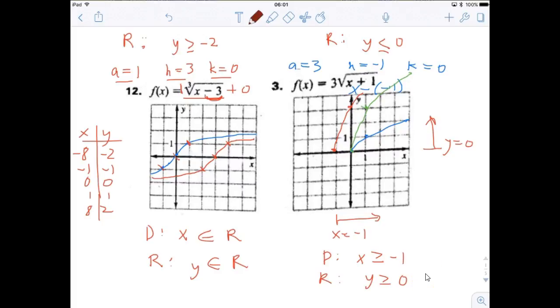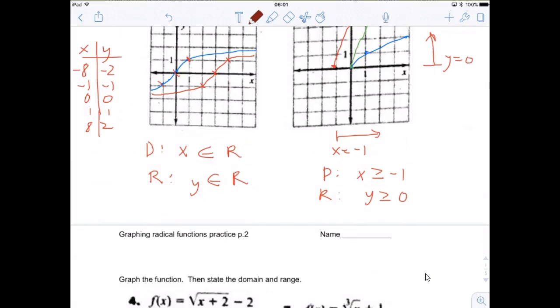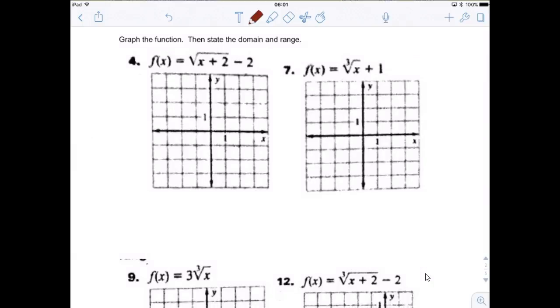Okay? Now I want you to go to the next page, and I want you to do these slightly more difficult ones. So the first one here, I want you to start by drawing the parent function and identifying a, h, and k. Okay, here we've identified the h and the k values both as -2, and the a value is just 1, and I've drawn the parent function.